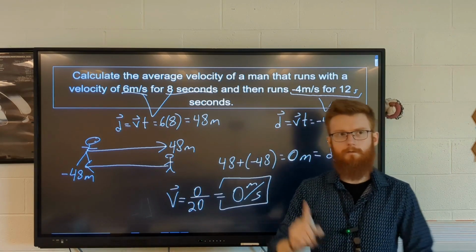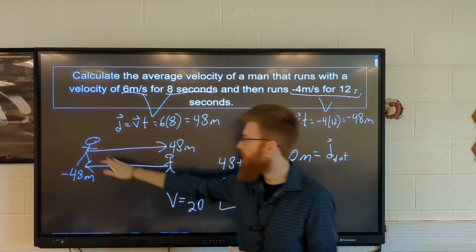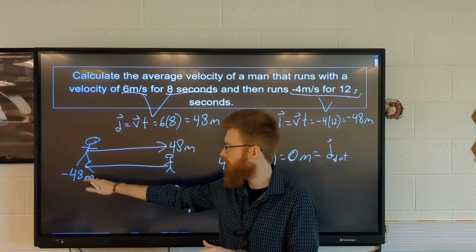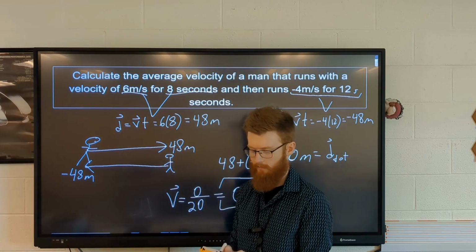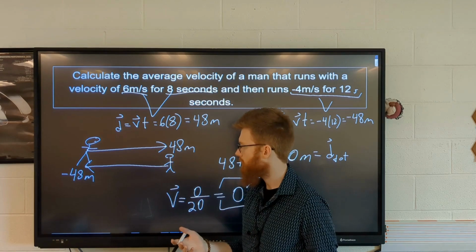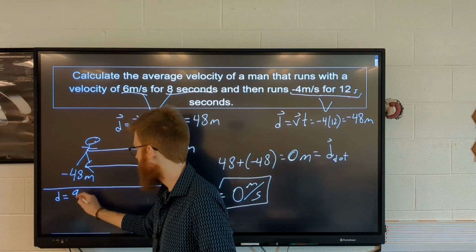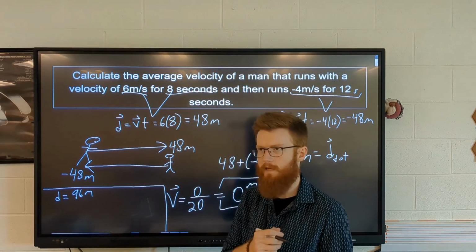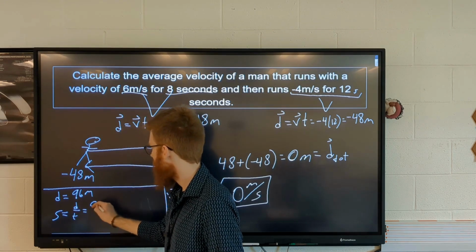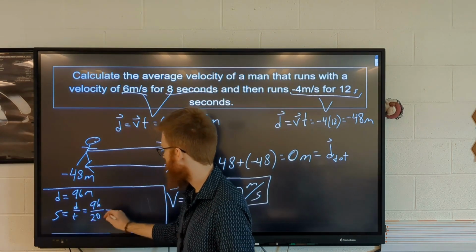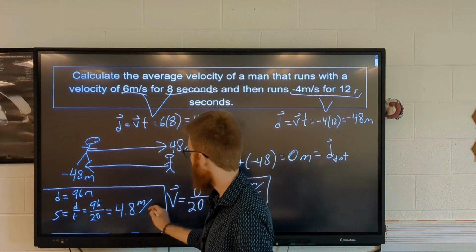That answers the question, but what if we wanted to know his average speed? Average speed would see this 48, and then it would see this 48, but it wouldn't pay attention to the fact that there was a change in direction. So what's 48 plus 48? 96. So his distance traveled would have been 96 meters, which means his speed would be distance over time, 96 divided by 20, 4.8 meters per second.